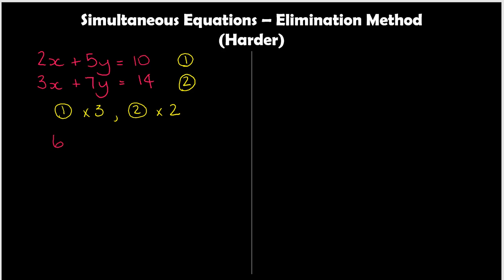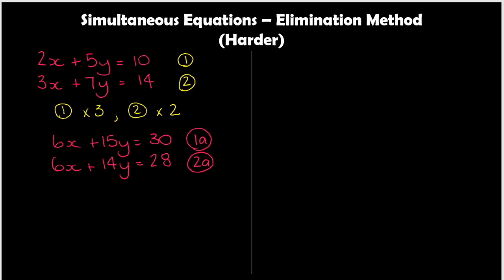So now I'm left with 6x plus 15y equals 30, and this becomes 1a. Then I've got 6x plus 14y equals 28, and that becomes 2a. Now I can solve as normal, so I'm going to do equation 1 minus equation 2. So now I've got 6 minus 6 is 0, 15 minus 14 is just y. We can write 1y if we really want to. 30 minus 28 is 2.